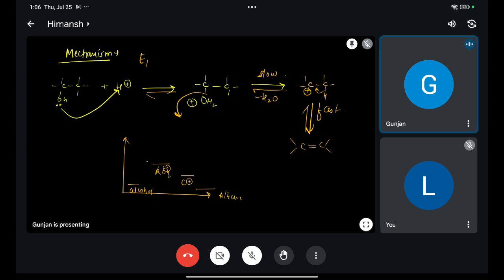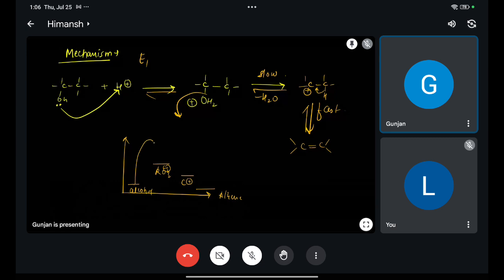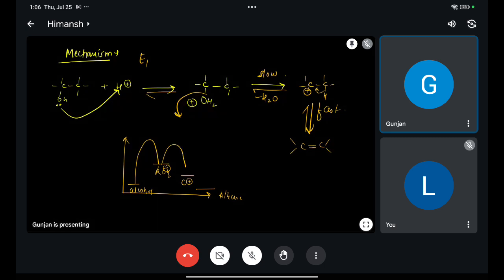This is the first transition state, this is second, and this is third. These are all actual structures, whereas transition states are ones where temporary bonds are being created. Got it? Yes, ma'am, got it, ma'am.